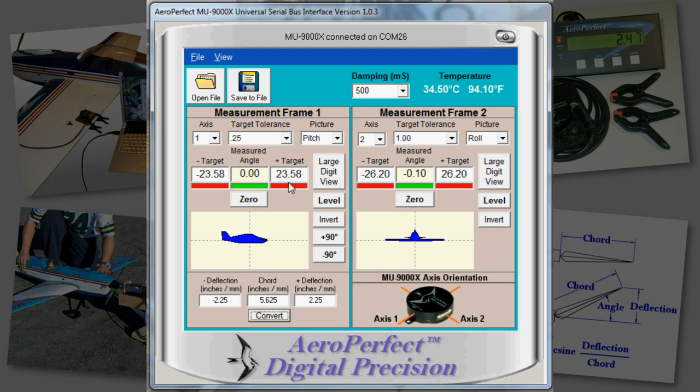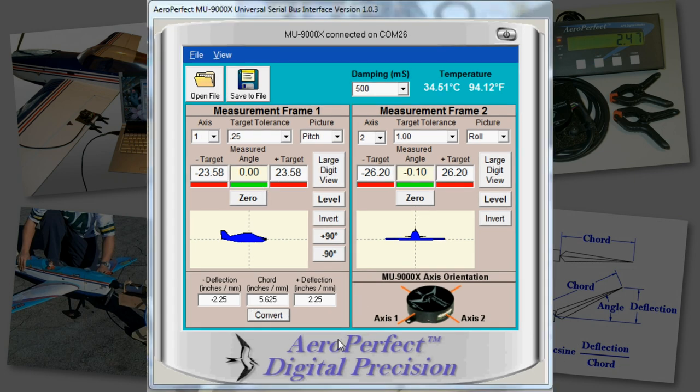If the manufacturer's recommendations for your aircraft are already expressed in degrees, you can simply enter those values directly into the plus and minus target angle boxes, as we have done here with plus and minus 25 degrees.